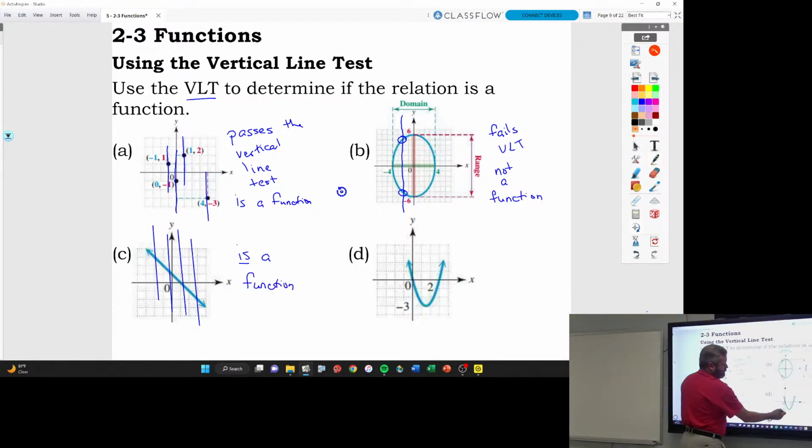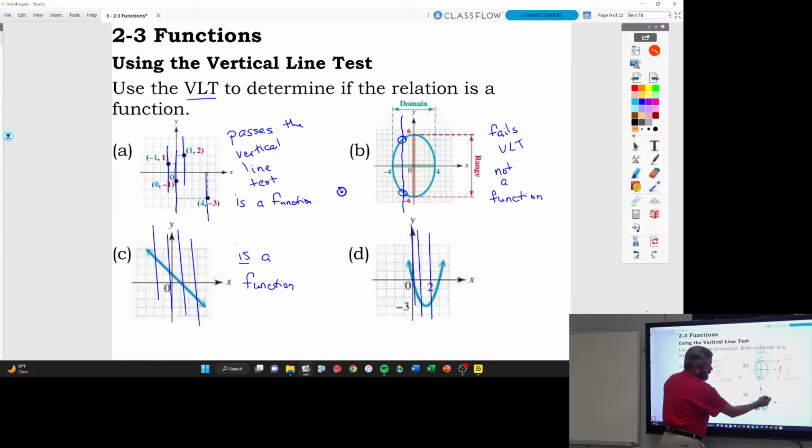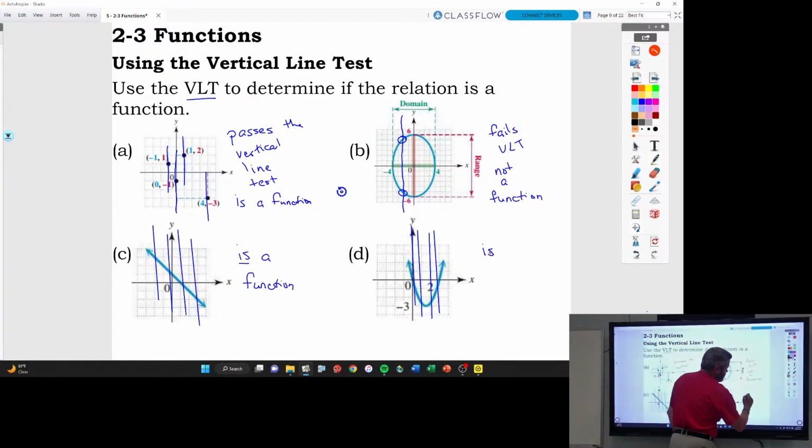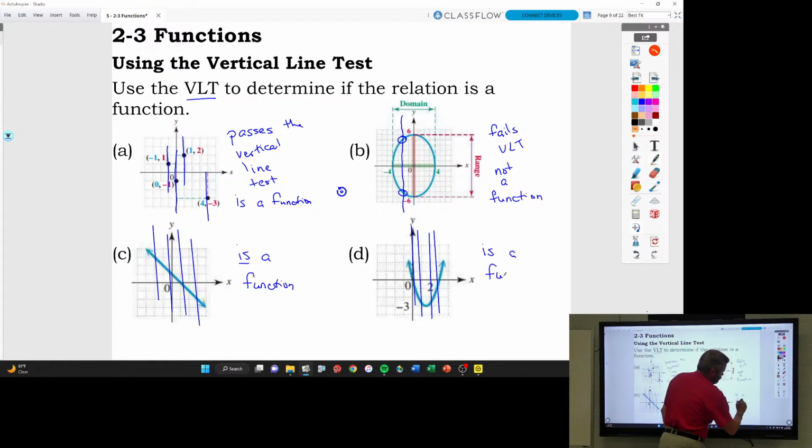And D. This is a parabola, and it doesn't matter where I draw vertical lines. It only touches the parabola one time. It passes the vertical line test. It is a function.